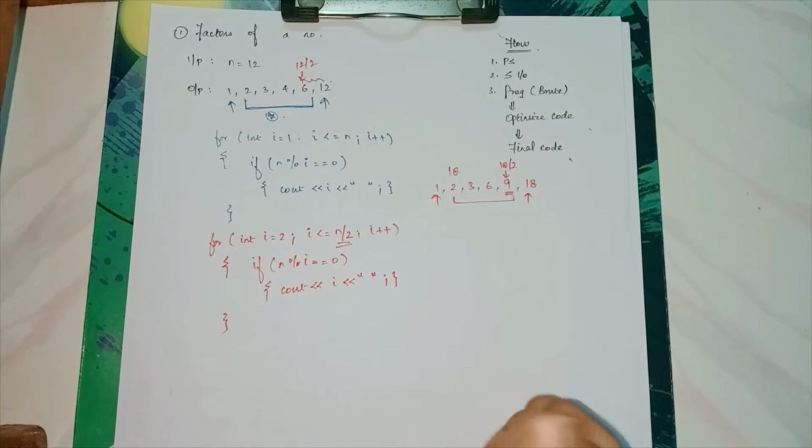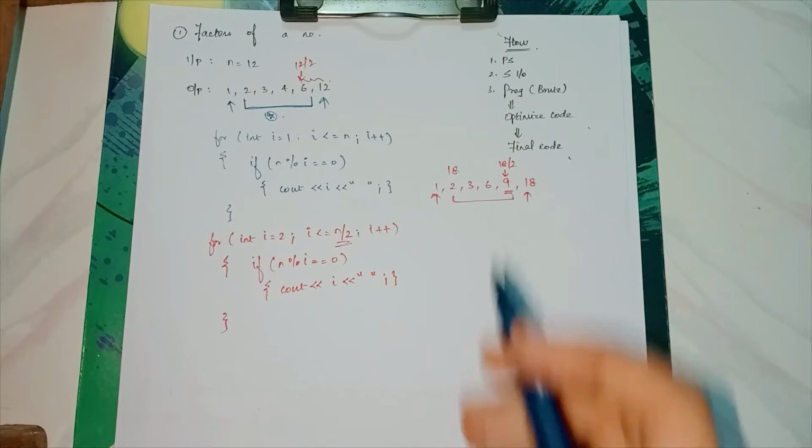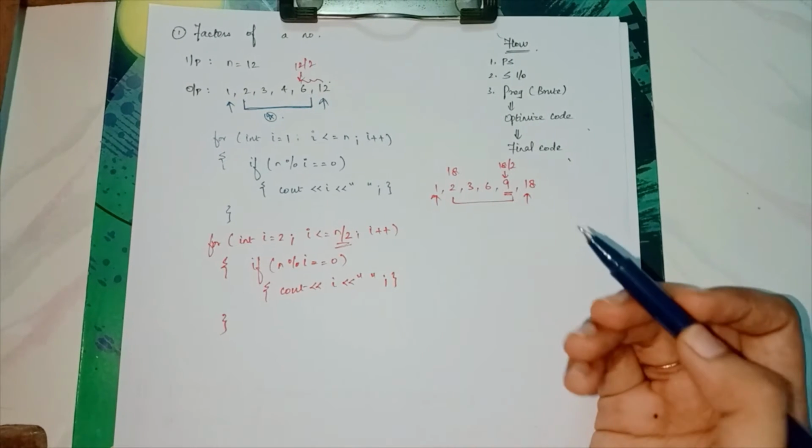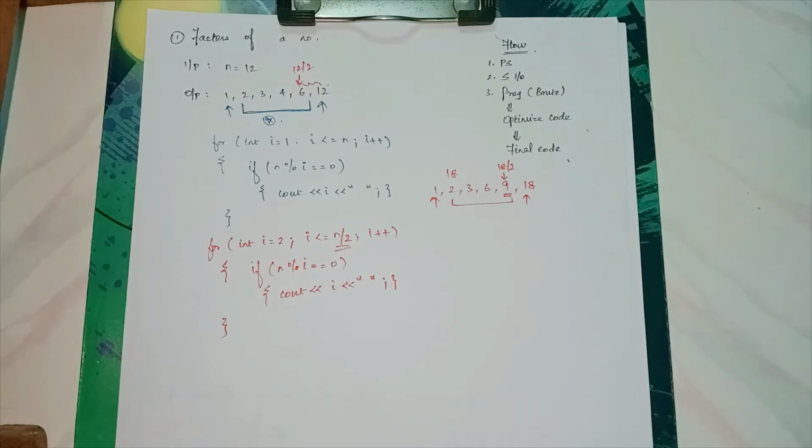Is this the most optimized version? If you ask me, no, it's not the most optimized version. So, how can I further optimize it? That's a good question. If you look into this, what's another common thing that you can see? I just want to know if you can see something.